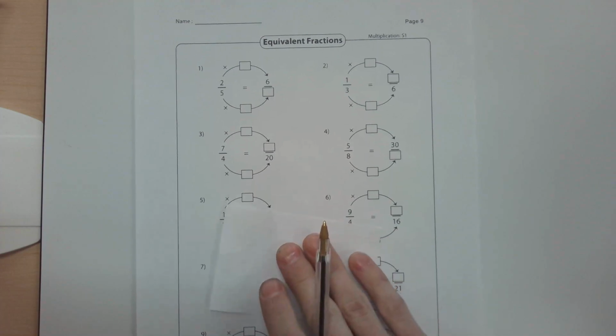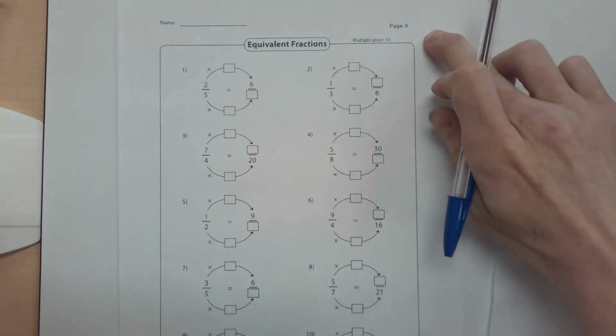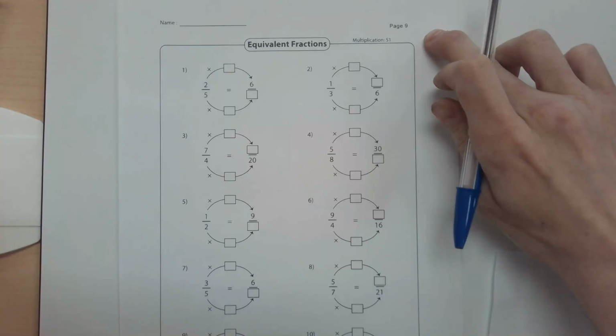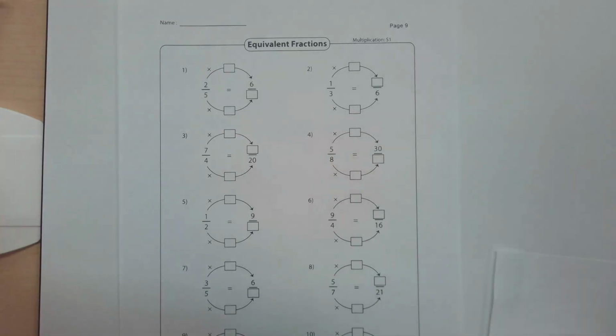All right, let's give this a shot. Page number 9. This is now equivalent fractions without the images. And I'm going to show you my strategy on how I complete this on my own.